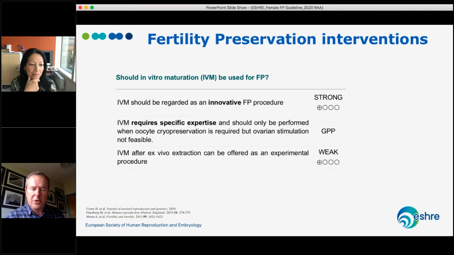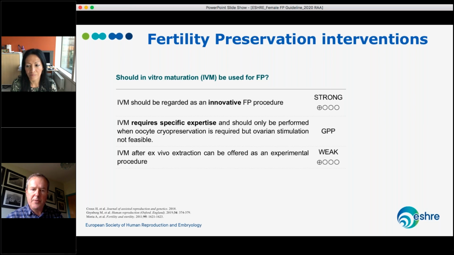In vitro maturation of oocytes is now becoming more established. We felt at the moment it should be regarded as an innovative procedure, and there are now live births from that in a range of different diagnoses relating to fertility preservation. But it does require specific clinical and laboratory expertise, and therefore it's perhaps less widely available and really only used when oocyte cryopreservation is required, but the ovarian stimulation is associated with risks or in some way not feasible.